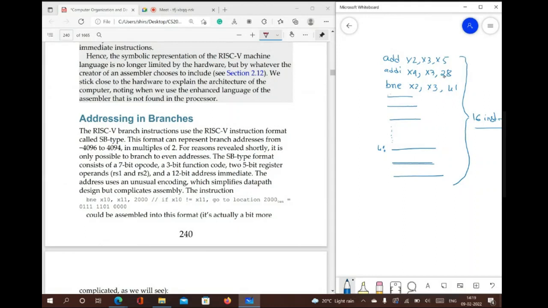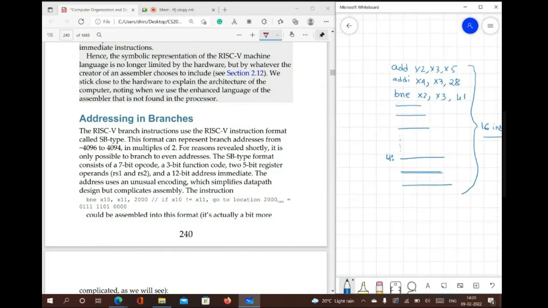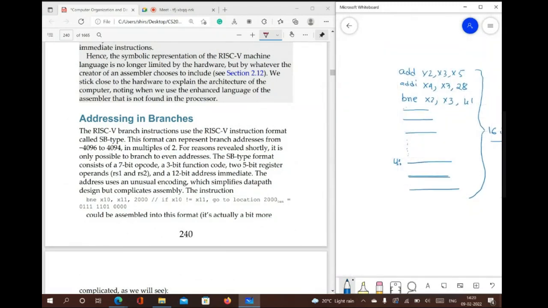First two instructions are add instructions, and then there is a branch instruction BNE x2, x3, and then it is going to jump to L1, and this is L1. But the remaining instructions I have not written. Assume that there are 16 RISC-V instructions here. Now, if there are 16 instructions, we know that each instruction needs how many bytes? Each instruction needs 4 bytes, right?